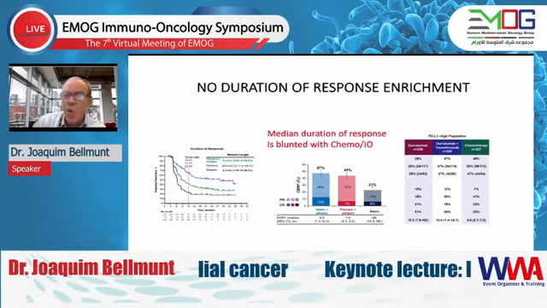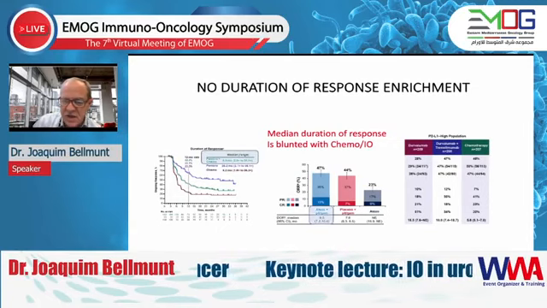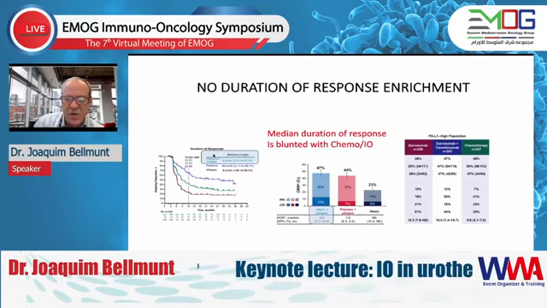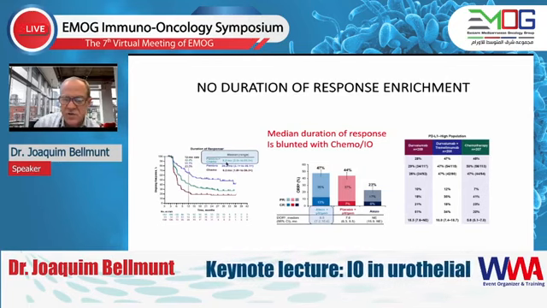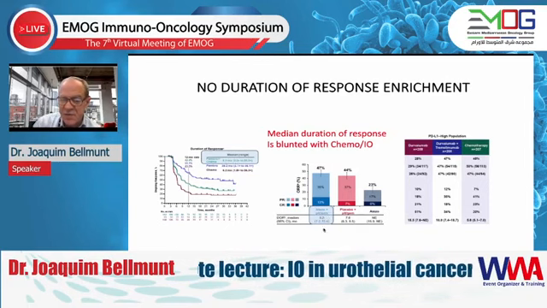But another thing is that the quality of the responses seems to be lost when we are doing that. If you see here, the responses in patients receiving chemotherapy plus pembrolizumab, the median duration of response is 8.5 months. In the atezolizumab chemotherapy is 8.5 months.